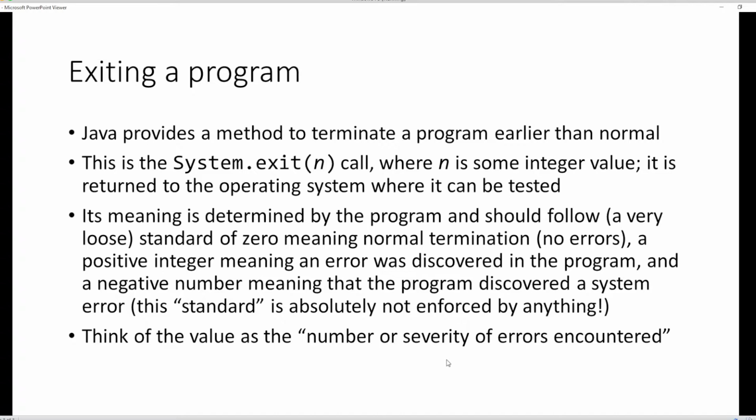In this problem, we use a new method of the system object. It's called exit. Java provides this to allow us to terminate a program early before we've executed all the code. If the programmer determines there's nothing useful left to do, we can always call this to exit the program. The exit call takes a parameter, n.